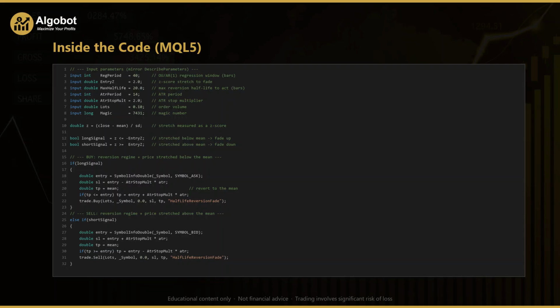The long signal is true when z is at or below negative EntryZ, meaning price is stretched below the mean. The short signal is true when z is at or above positive EntryZ, meaning price is stretched above the mean. Now look at the buy block.